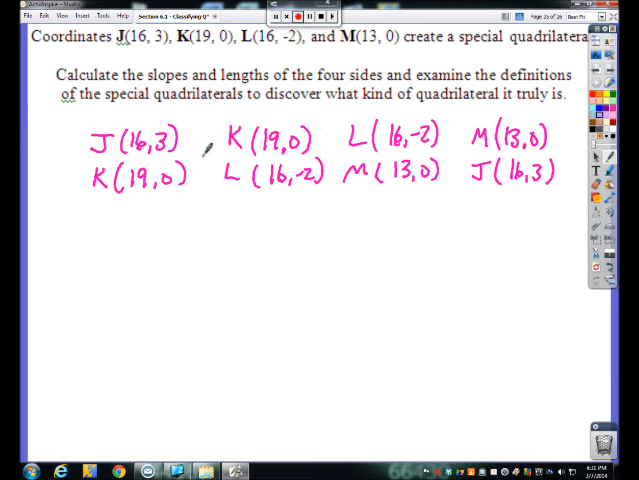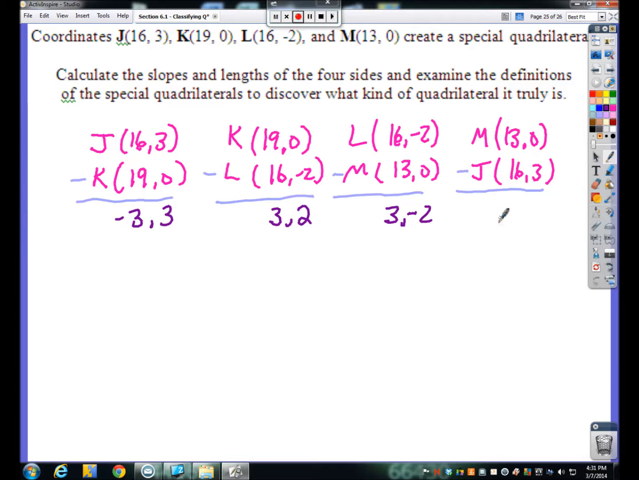Okay, and then we said for each of these, we're going to subtract our coordinates so that we can get our A and our B for our Pythagorean theorem, and technically also our rise and our run for our slopes. So 16 minus 19 is negative 3, 3 minus 0 is 3, 19 minus 16 is 3, 0 minus negative 2 is positive 2, 16 minus 13 is 3, negative 2 minus nothing is still negative 2, 13 minus 16 is negative 3, and 0 minus 3 is negative 3.